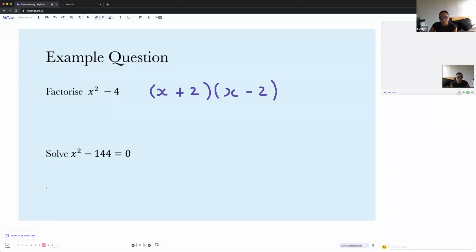The next one, however, is a solve question. So check both numbers. We've got x squared and we've got minus 144. Now 144 is a square number. It's 12 squared, it's 12 times 12. So we can have x plus 12 and x minus 12. And remember, it equals 0. It's an equation. They've told us it equals 0. So the next thing that we have to do is set each of our brackets equal to 0.